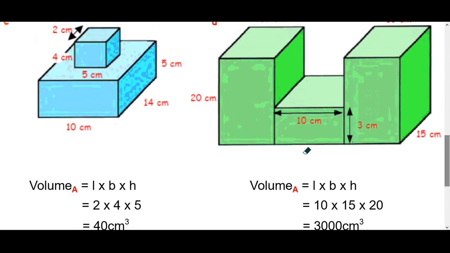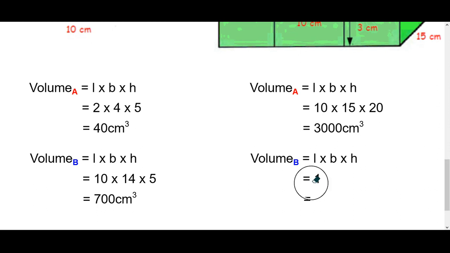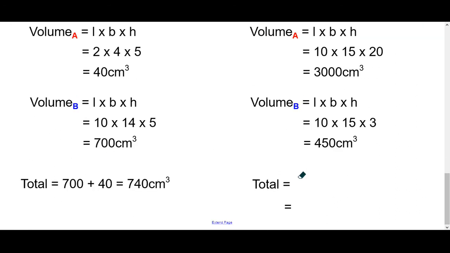And then we'll call this bit B. So that would be 10 times 3, and that's 15 again. So 10 times 3 times 15. And then we'll work that out. That's 450 centimetres cubed. And in the final answer, I need to make sure I've got two 3000s, because there were two of those shapes and then a 450. So that was 6,450 centimetres cubed.